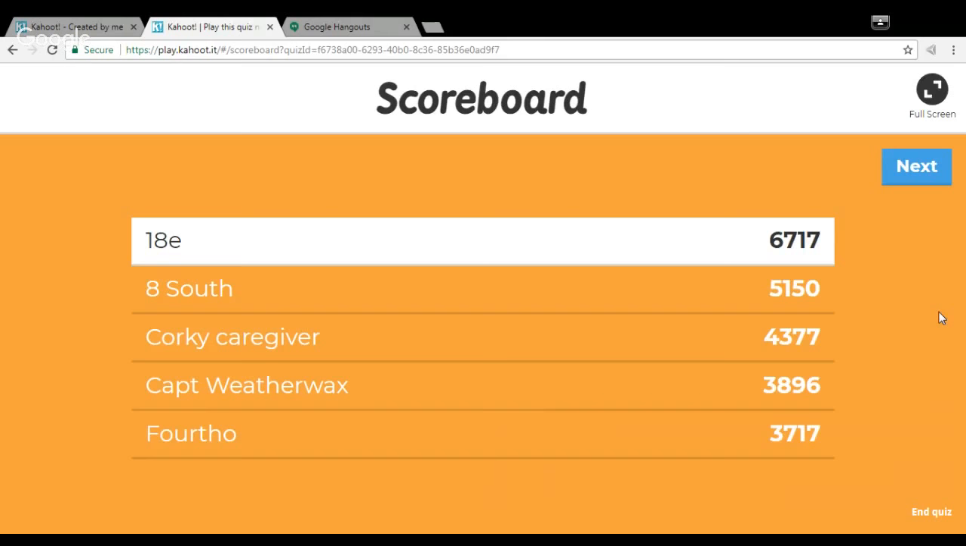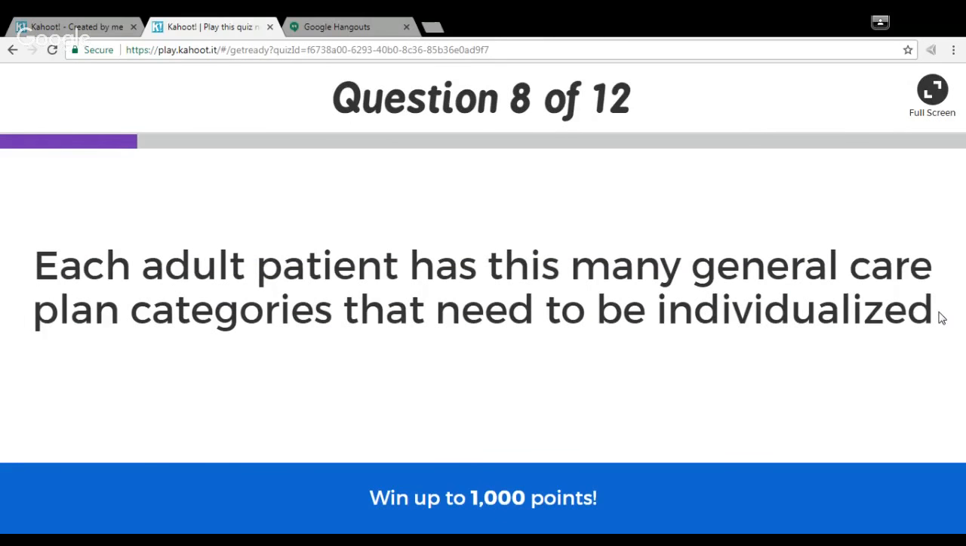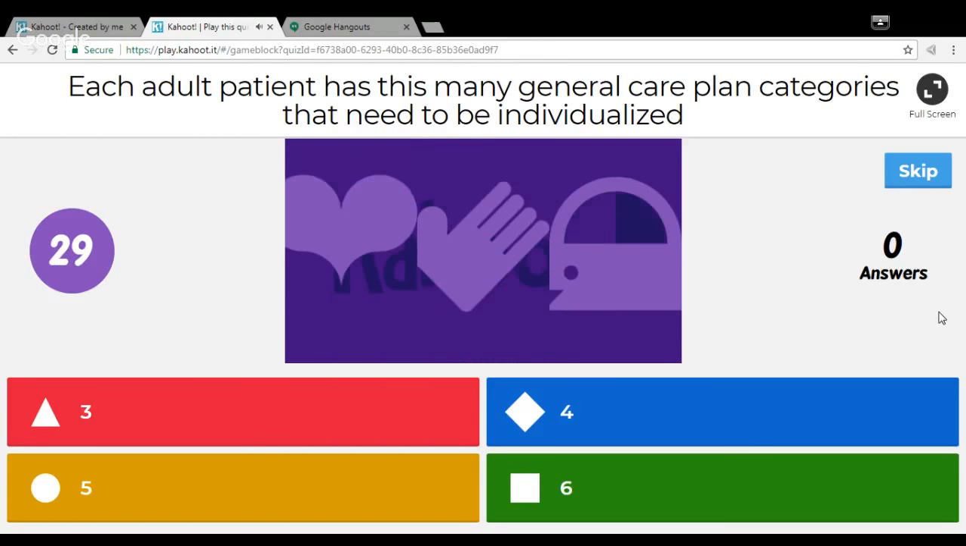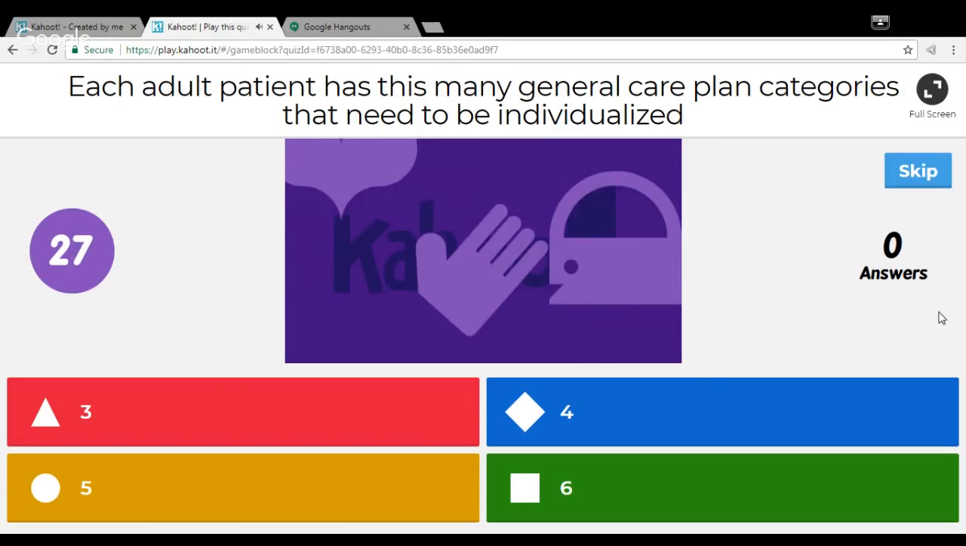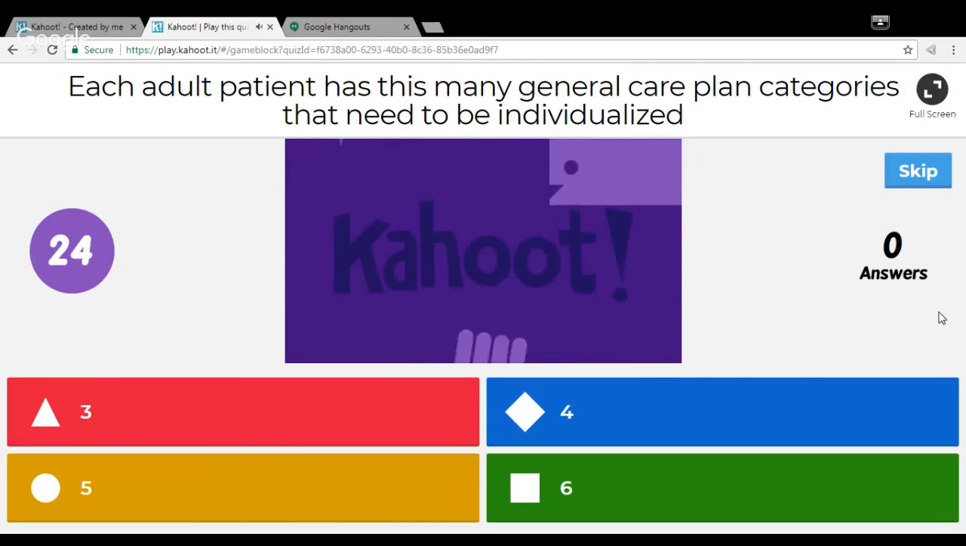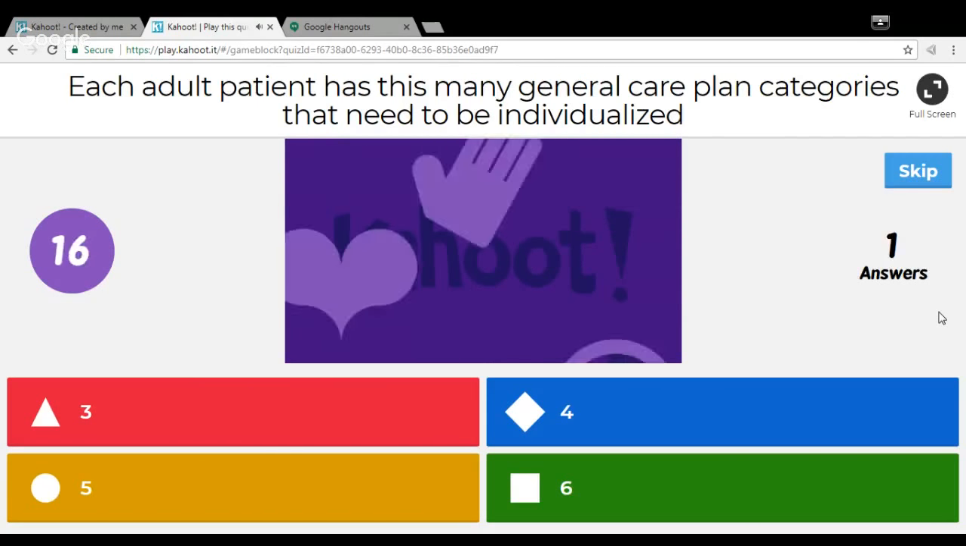Next question. Each adult patient has this many general care plans generated. They need to be individualized. Ooh, someone might have let this answer slip before. Here we go. We have 3, 4, 5, or 6. So how many care plans? I think someone might have already told you the answer to this one.